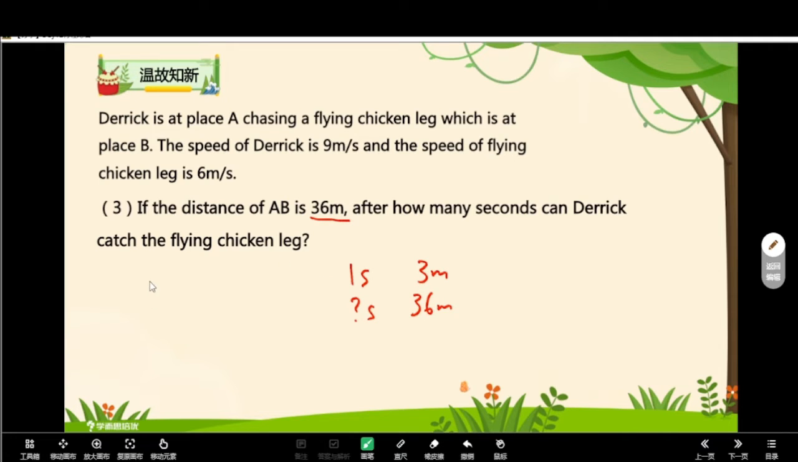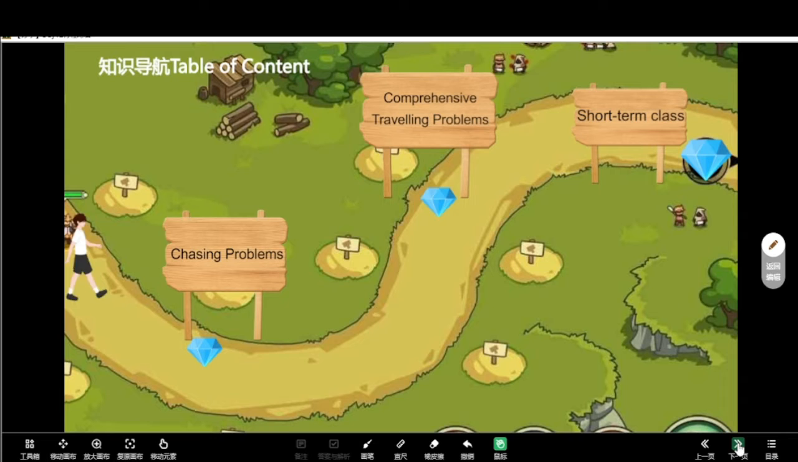Yes, we need to use division. That is, time equals the distance divided by the speed. And the answer is 12 seconds. And don't forget to write down your answer. So we have finished with our revision and let's move on.